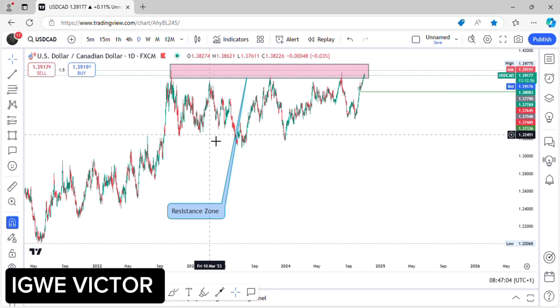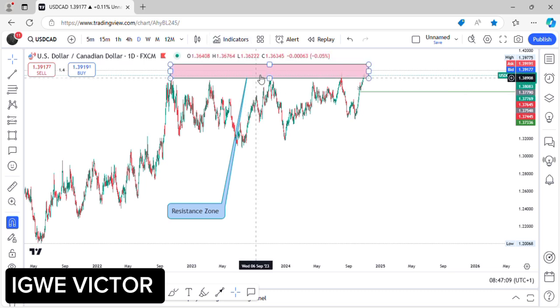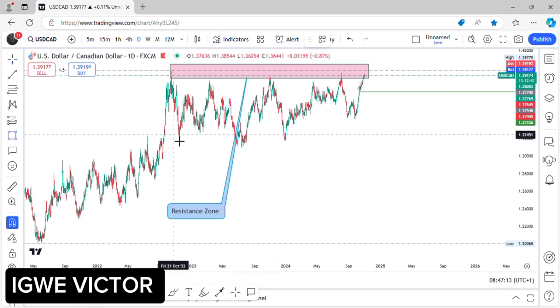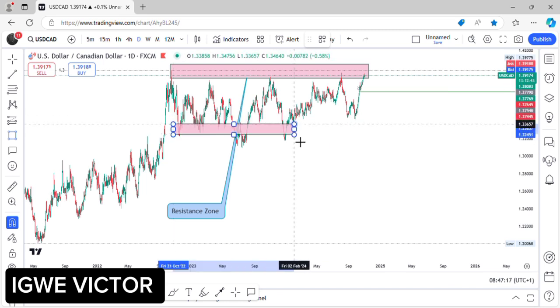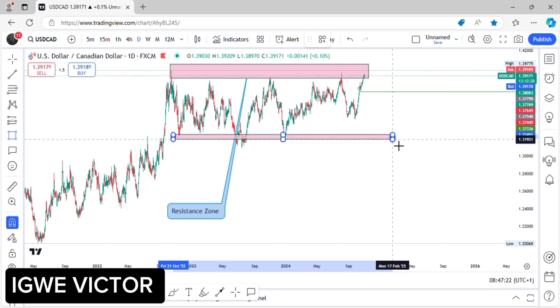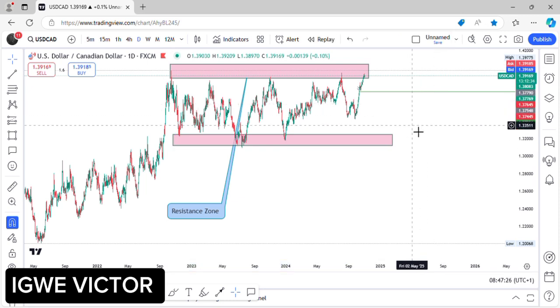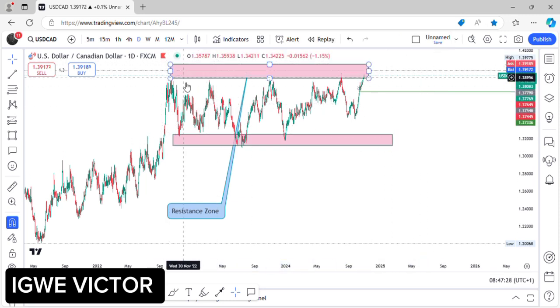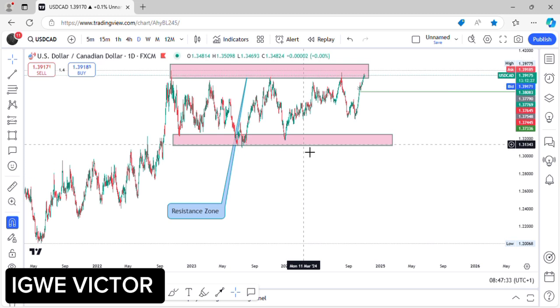So that's just it, guys. This one at the top is for the resistance. Let me explain how ranging works. This is basically a ranging market from the higher time frame, the daily time frame. This one right here I'll call a support zone. All of this is a ranging market. Whenever price gets to this point, this one down here is for the support. So this is the support zone.